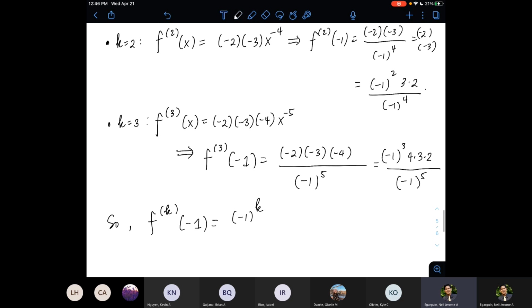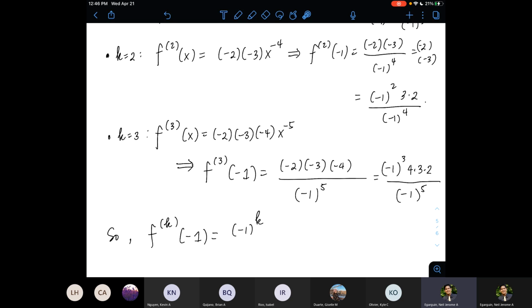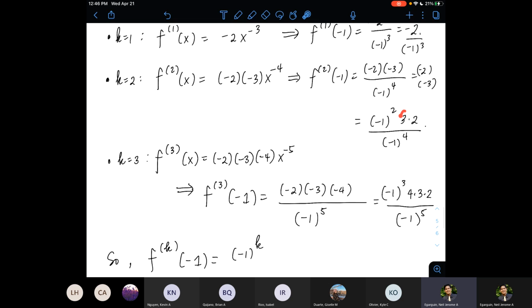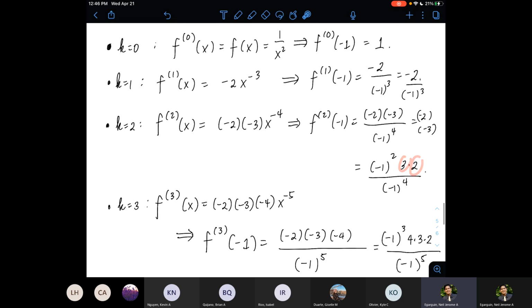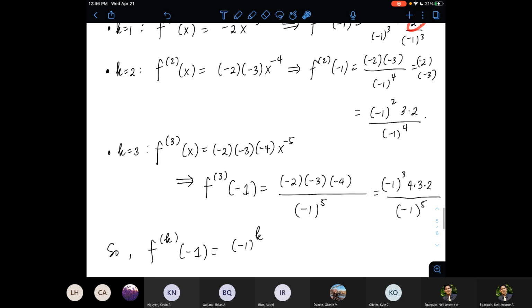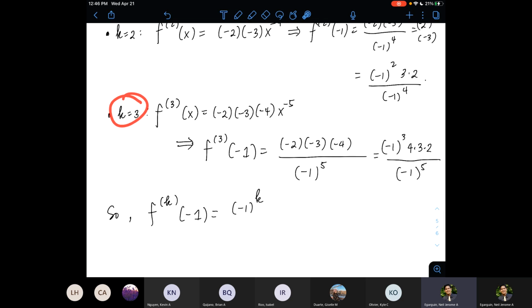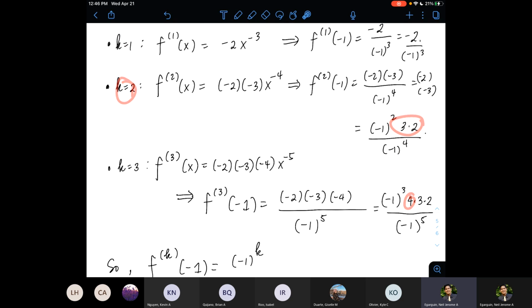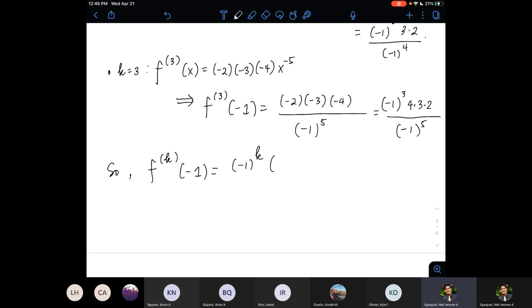And then what happens to the constants here? For the third derivative, I have 4 times 3 times 2. For the second derivative, I have 3 times 2. For the first, I have 2. Well, close enough to k factorial. But for the third derivative, we're doing 4 factorial. For the second derivative, we're doing 3 factorial. So what we have here would be k plus 1 factorial.